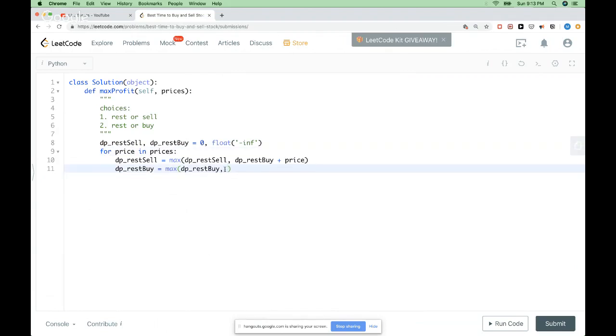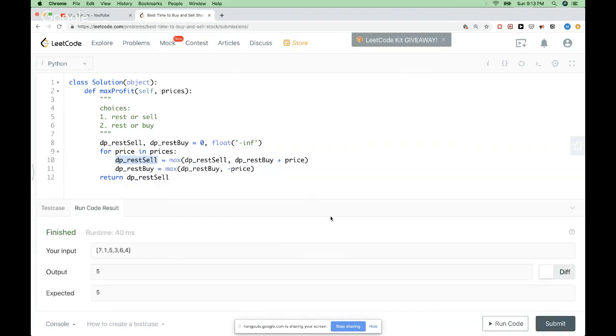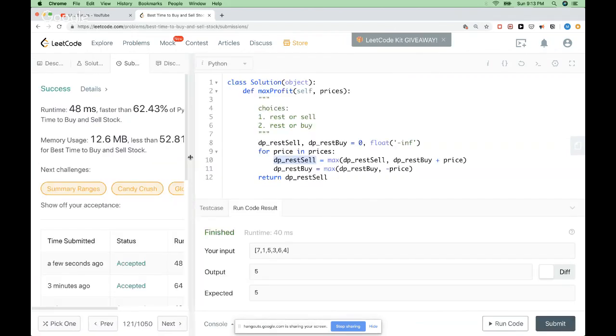But buying means we have minus the price, because we are taking out of our profits, so that would be minus price. And this is basically just so that it can help us next time when we sell, right? That's the whole reason for having this variable. And we can return this, which is the main thing that we want here, the profit after buying and selling, which is this variable here. Okay, so that passes.